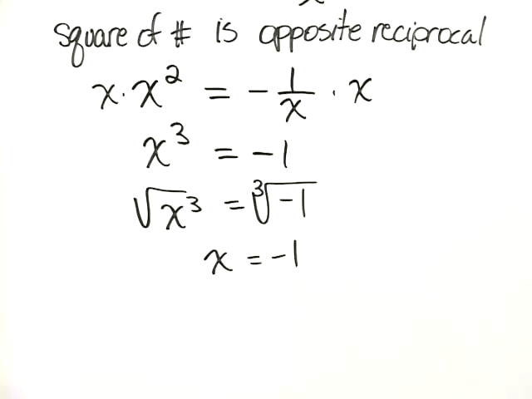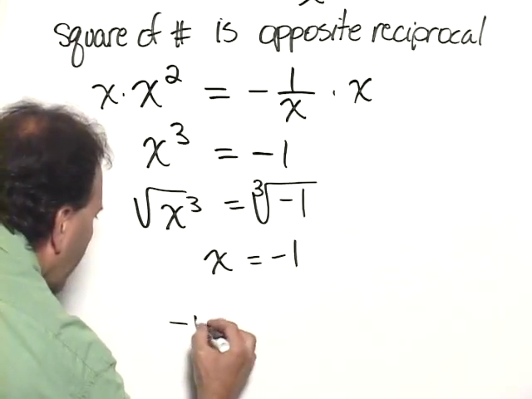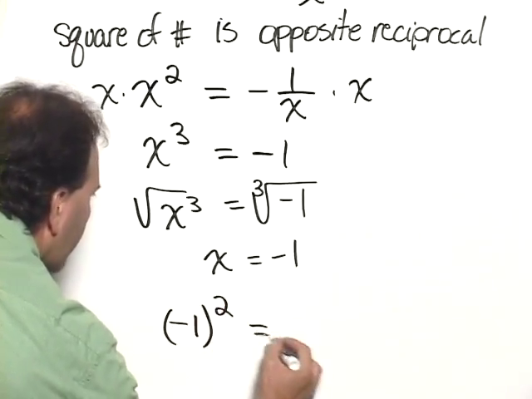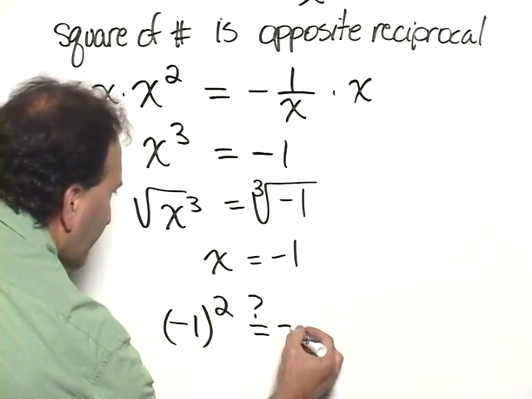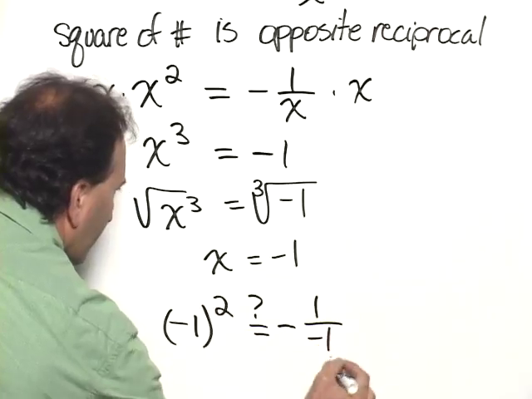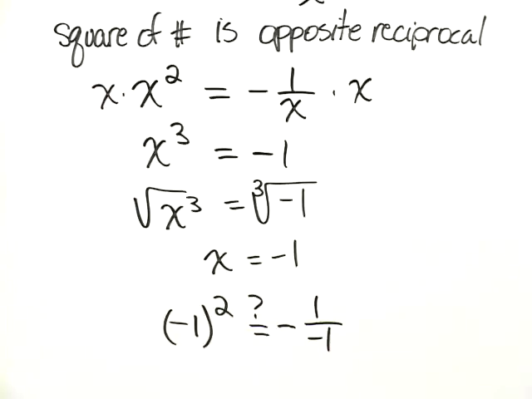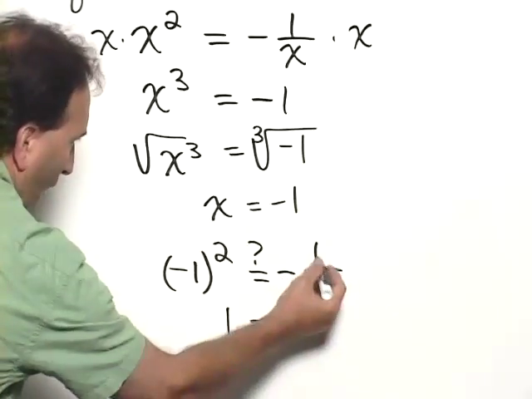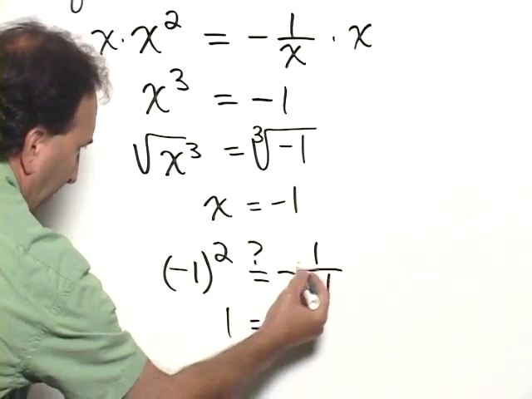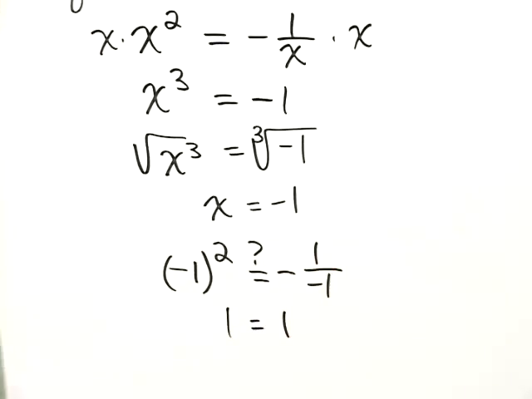Now step 4 is to check the answer. Does the square of negative 1 equal the opposite of the reciprocal of negative 1? Well, negative 1 squared is 1. Negative 1 over negative 1, or the opposite of 1 over negative 1, is also 1. So it does, in fact, check.